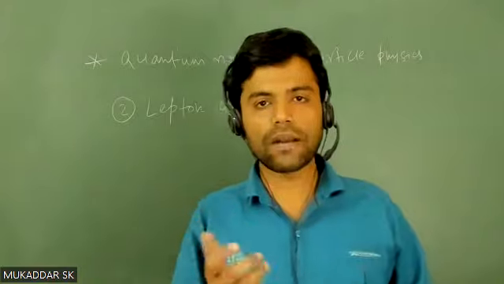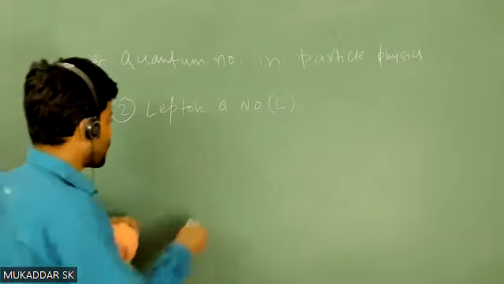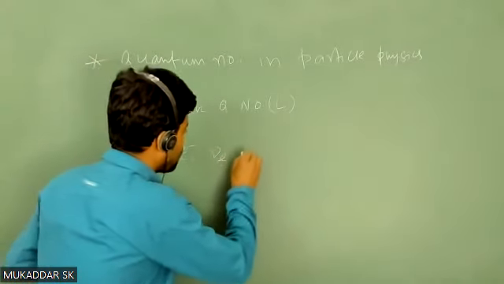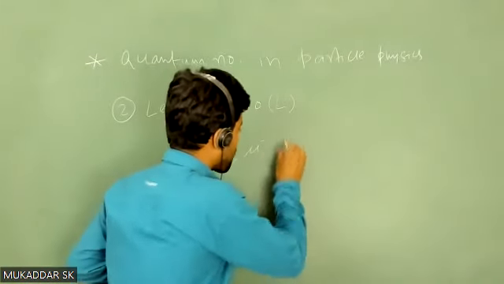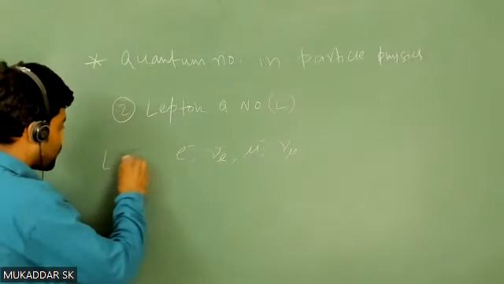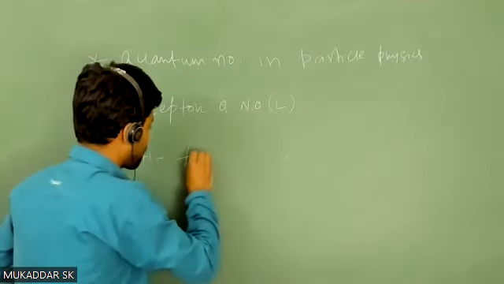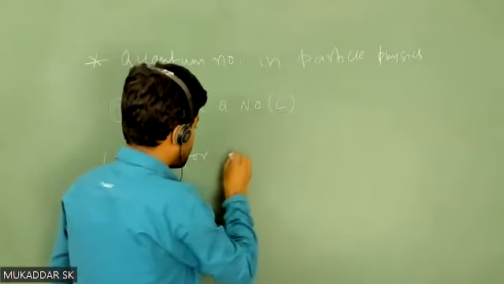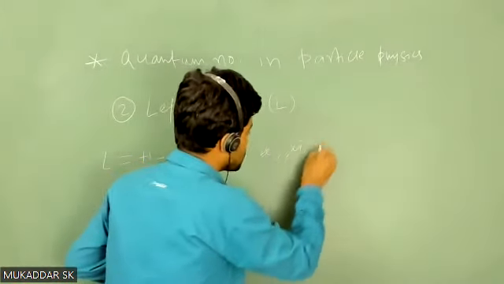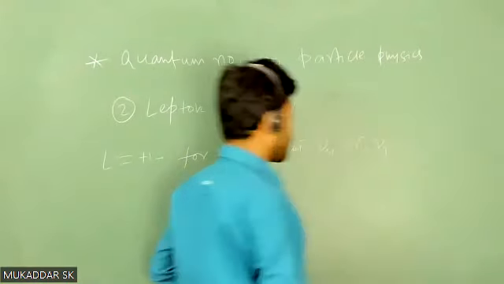So what is the identity of a lepton particle? That is your lepton quantum number. This quantum number is plus one for all lepton particles. You can write that L should be plus one for the electron and its associated neutrino, the mu minus and its associated neutrino, the tau minus and its associated neutrino.